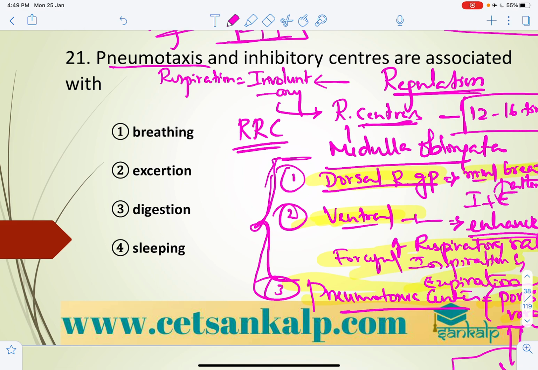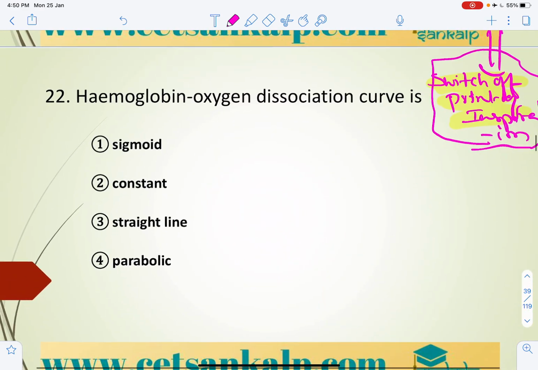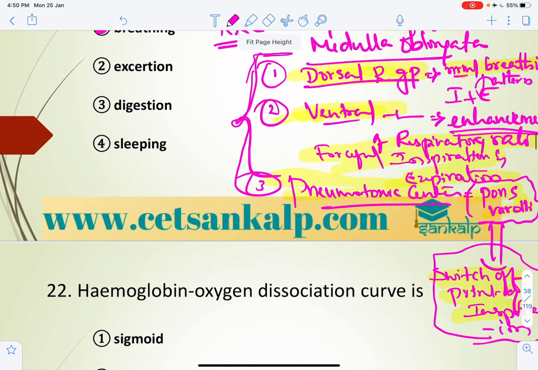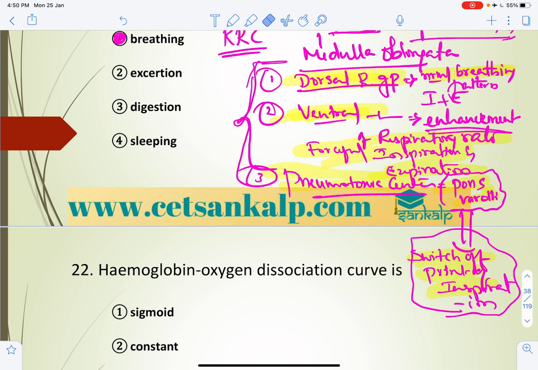Next, pneumotaxic and inhibitory centers are associated with breathing. They help in breathing. One note to keep in mind: whenever these centers sense, mainly they have the capacity to sense an increased condition of carbon dioxide and H plus ion concentration. When it increases, they will sense the carbon dioxide with the help of the chemosensitive area.